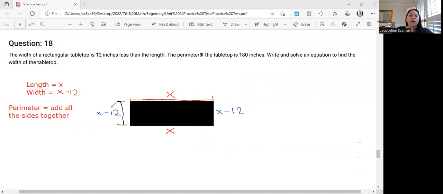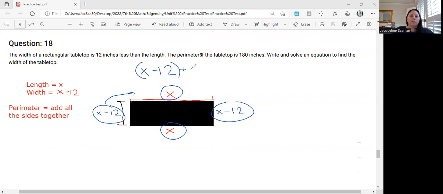In order for me to find the perimeter, I am going to add all of my sides together. I'm going to start by adding X minus 12. It doesn't matter the order that you put these in. So I'm going to start here and work my way around, adding these all together: X minus 12 plus X plus another X minus 12 plus another X. That's going to give me my perimeter, and the perimeter of the tabletop is 180 inches. So there's my original equation. I add all the lengths of the sides of the rectangle together, and it will give me my perimeter.